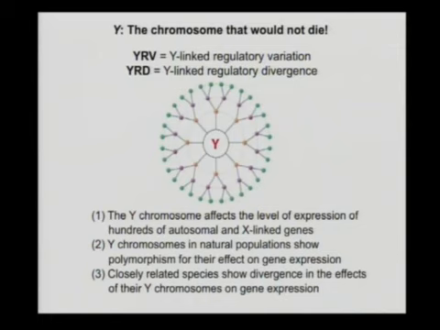What I'm going to tell you, I'm going to give you some evidence, is that Y chromosomes in natural populations vary from one Y chromosome lineage to the next. And these Y chromosome lineages differ in their effects on the level of expression of hundreds of autosomal genes and X-linked genes. That different Y lineages differ in their effects on these genes, and that closely related species show divergence in the Y chromosome.